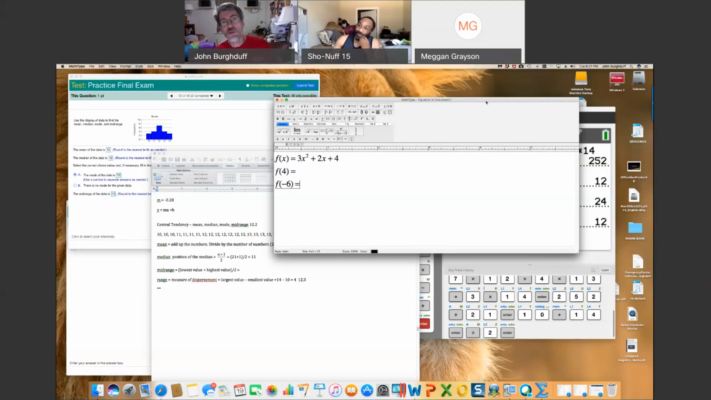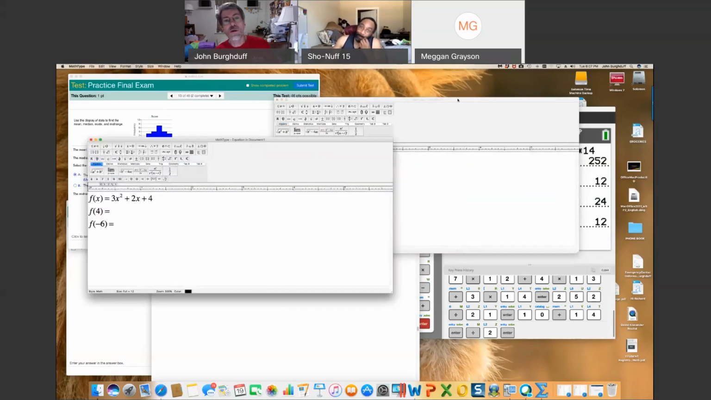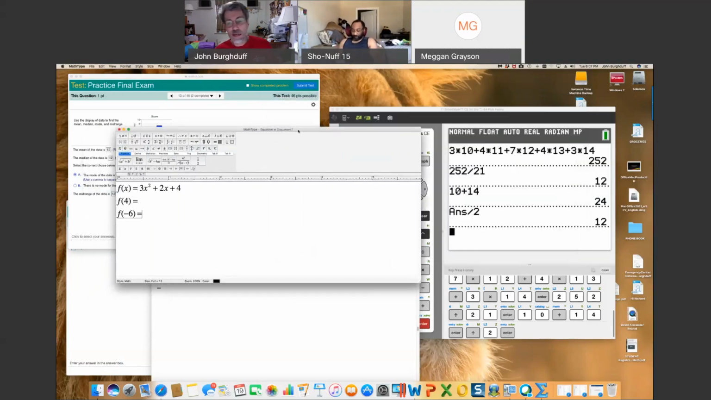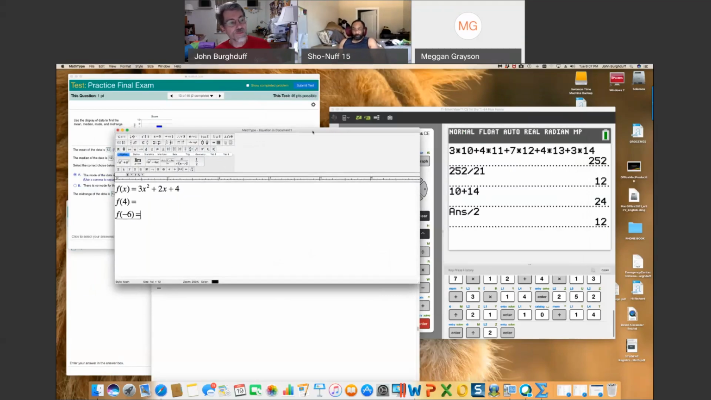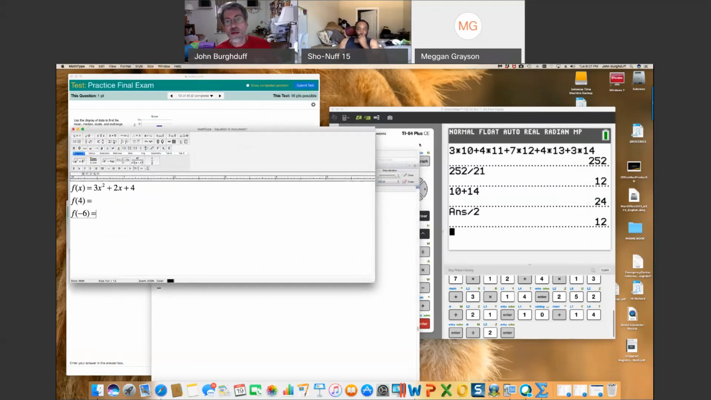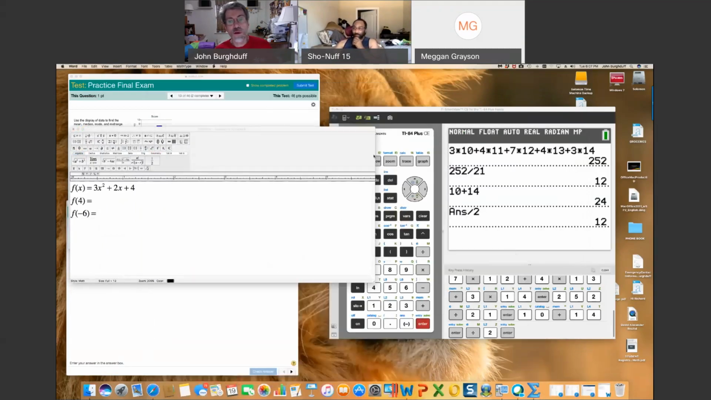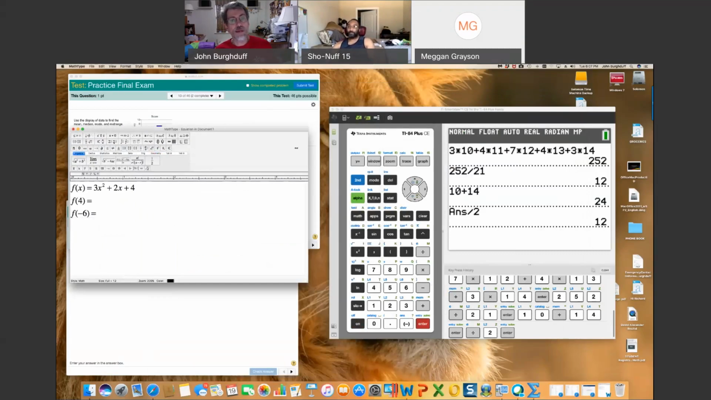And in particular, I'm going to do it on the calculator. Okay. So here's the question on the left, and here's the calculator on the right. Let me close some windows here. There, now we can see everything. All right, so when we do f of negative 6, I bet there's going to be a problem with parentheses. I bet that's the deal.